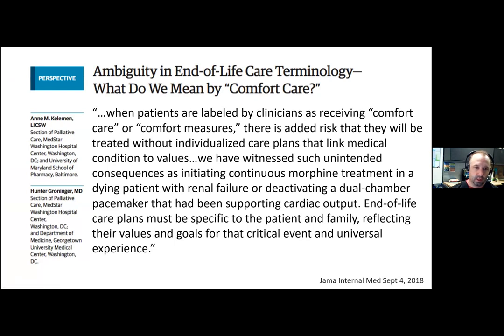And it actually uses a case in the article as well, where it talks about a patient who is dying on BiPAP and is actually quite comfortable on BiPAP. And as the care team is talking about comfort care, and really pushing to discontinue BiPAP for this patient that is comfortable with that intervention.